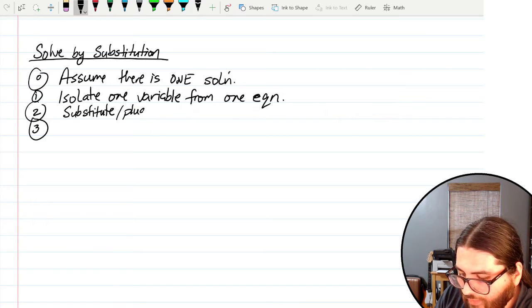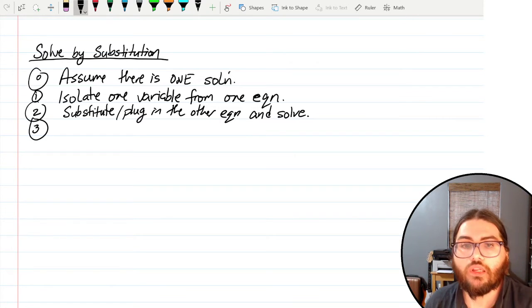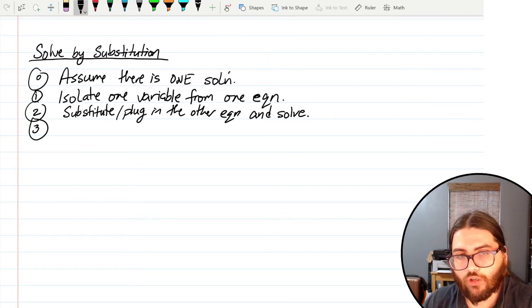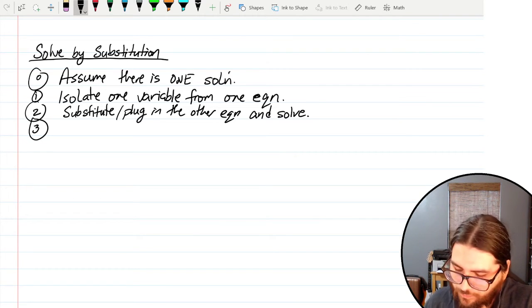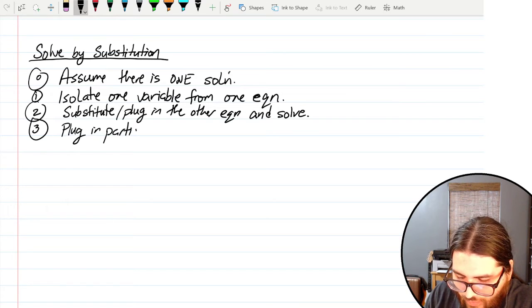We'll plug that in to the other equation and solve. Because when we plug it in, two variables becomes one variable. One variable is something I'll be able to solve. You'll be able to have a partial solution at the end of step 2. Once you have that partial solution, we'll plug in that partial solution to find the full solution.